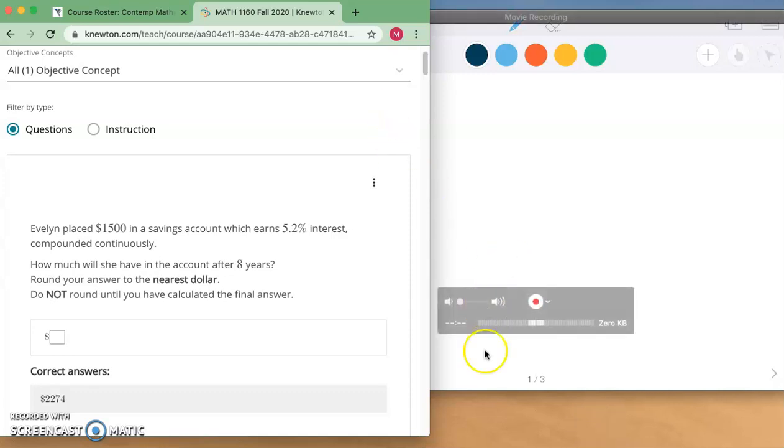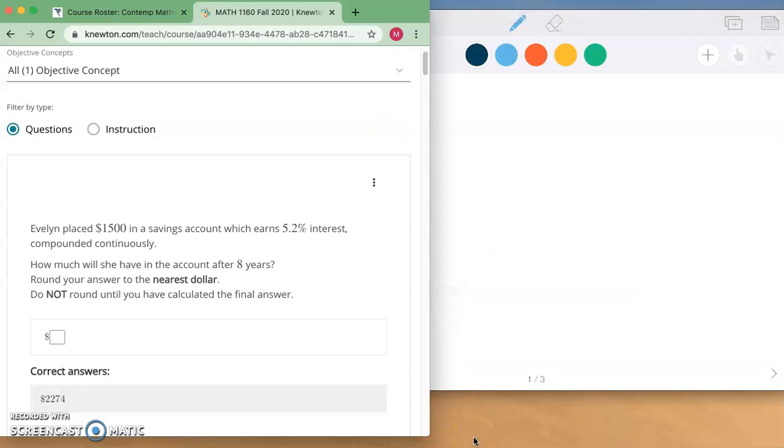All right, so we're going to go through this from Unit 2, Topic 8, continuously compounded interest. A couple of examples. Here we have Evelyn placed $1,500 in a savings account, which earns her 5.2% interest, compounded continuously. You know, there's different things like where it's compounded annually, monthly, daily. That's different. This is where it's compounded continuously.